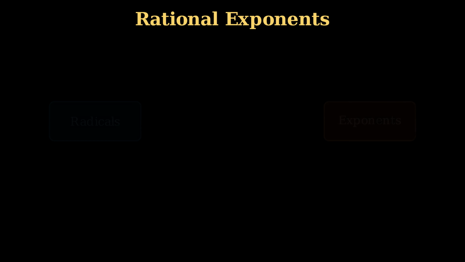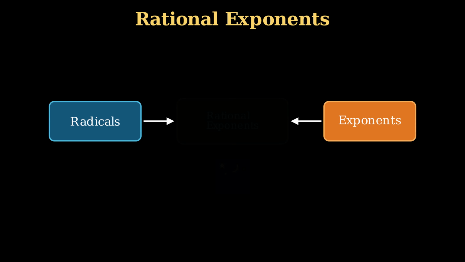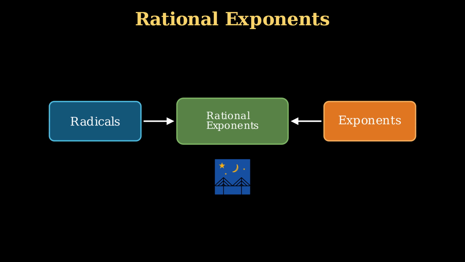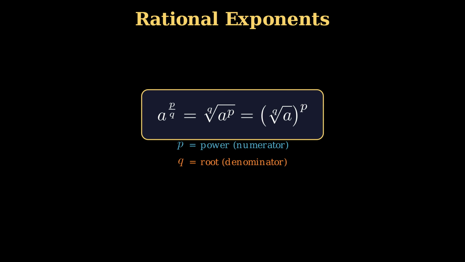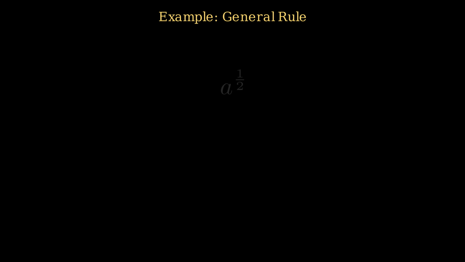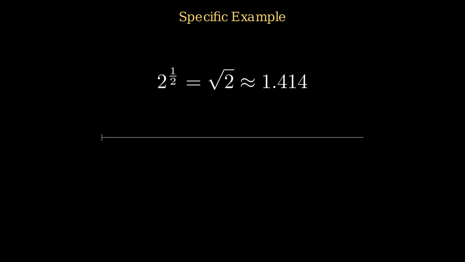Rational exponents are exponents that are fractions. They're the bridge between radicals and exponents, and they follow the same laws we learned earlier. The key rule: a to the power of p over q equals the q-th root of a to the power of p. Let's start simple. A to the 1/2. Specific example: 2 to the 1/2 is the square root of 2.